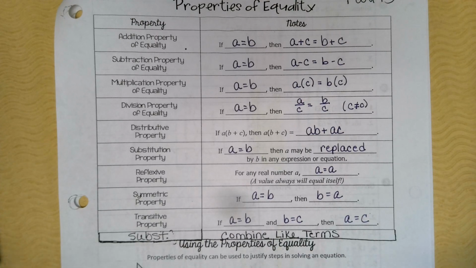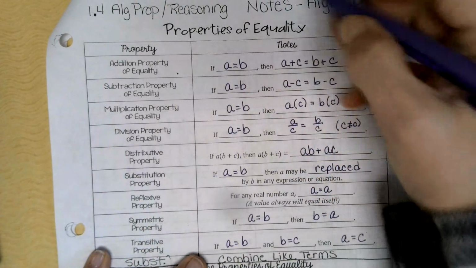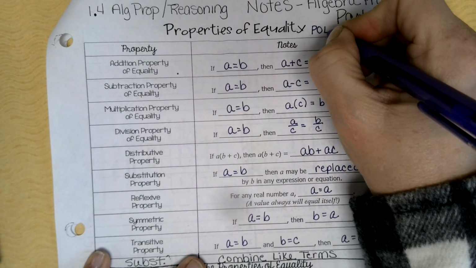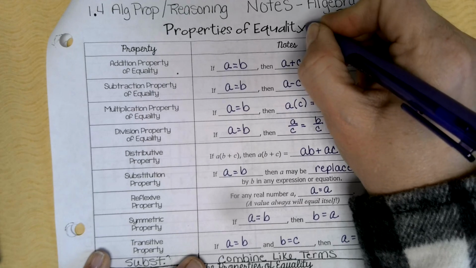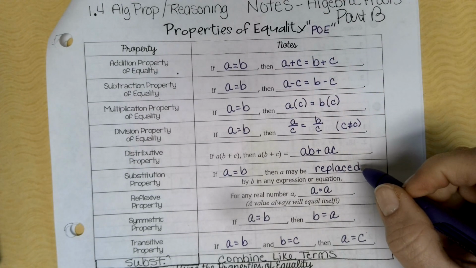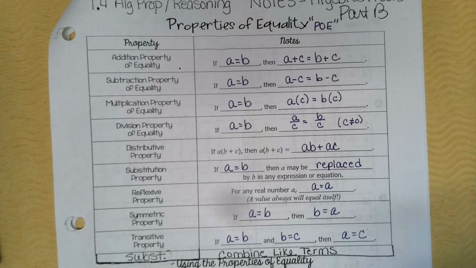All right, these are the properties of equality. By the way, property of equality can be shortened to POE. So we don't just say addition, we say addition POE, addition property of equality. These are the algebra properties. These are the properties that you use to solve equations.